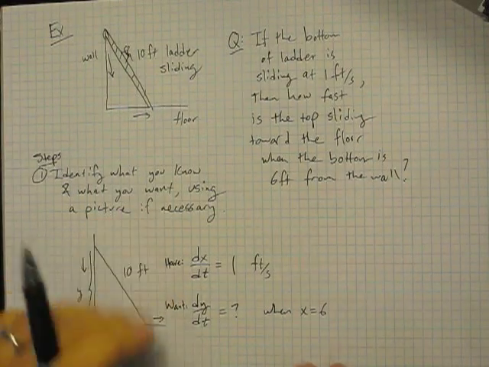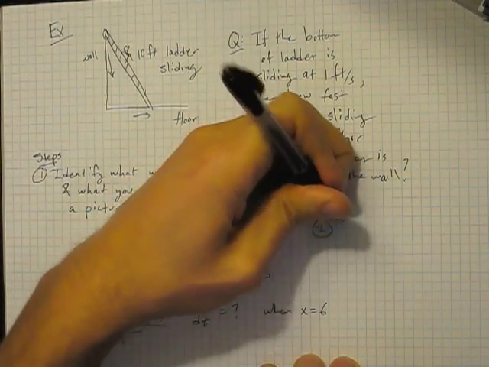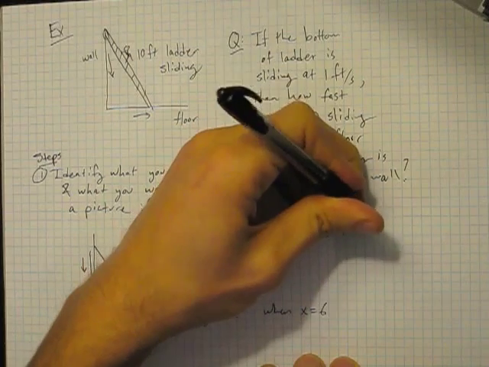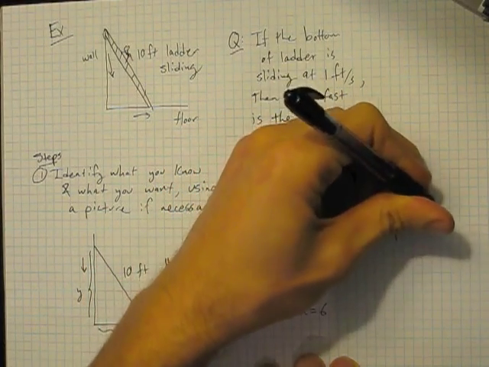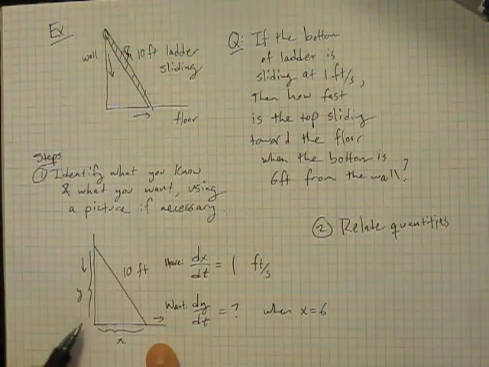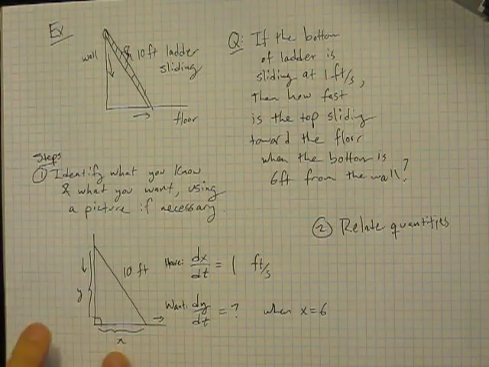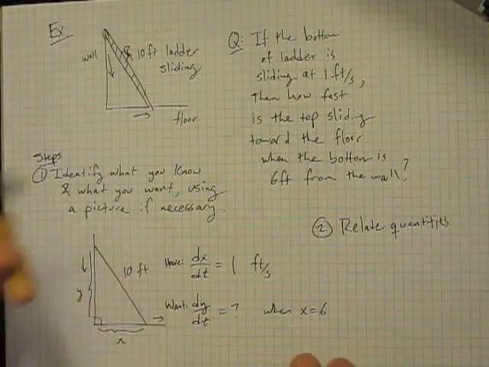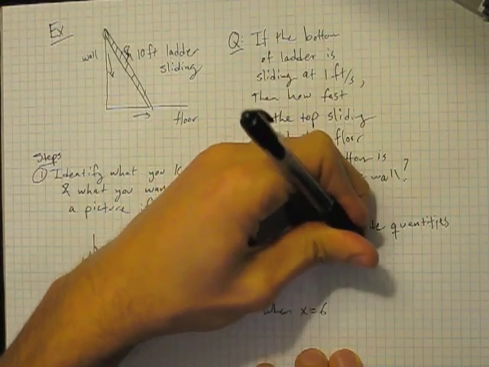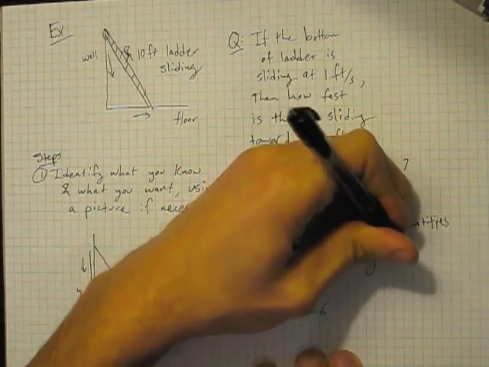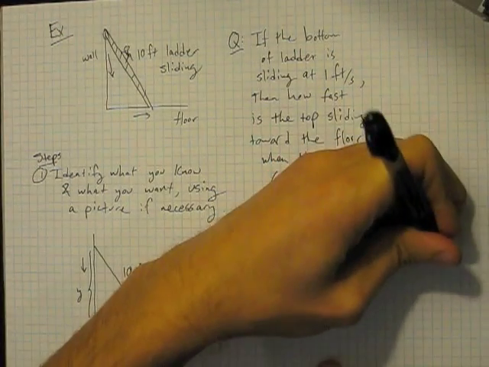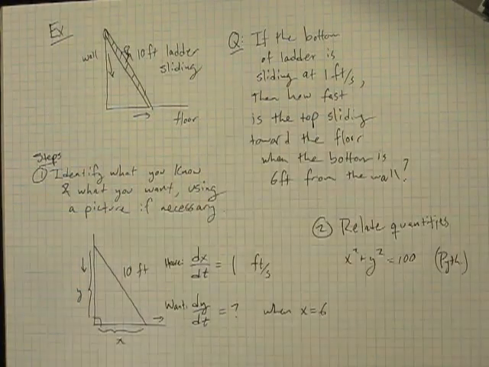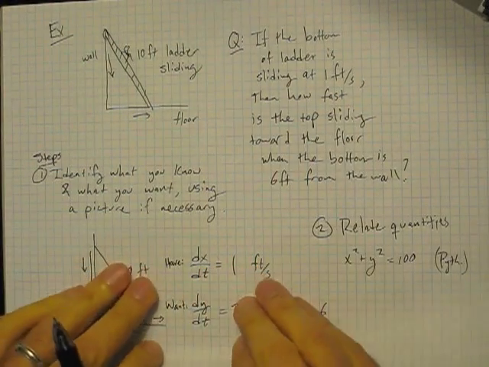Okay, so now step 2 in this process was relate the quantities. Okay, so here's how I see them related. This is a right triangle right here. So we know x and y are related to 10 by the Pythagorean theorem. So x squared plus y squared is equal to 100. So this is the Pythagorean theorem based on the triangle. So this is Pythagoras right there. Okay, that was step 2.